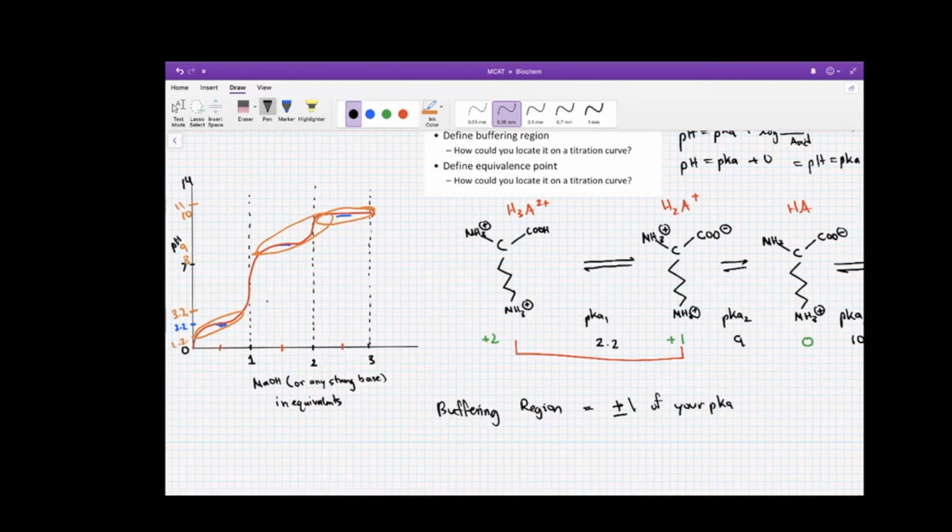And define equivalence point and figure out how could you locate it on a titration curve. Well, the equivalence point is always going to be the point at which you have the steepest line, right? That is the most rapid change in pH because you've essentially used up all of your previous acid and now you've moved on to your second form, the second acid or the previous conjugate base in the case of amphoteric substances. And again, we're going to be dealing with amino acids in biochem right now, so they're all going to be amphoteric after the first pKa. And at the second pKa, in the case of 3 pKas.